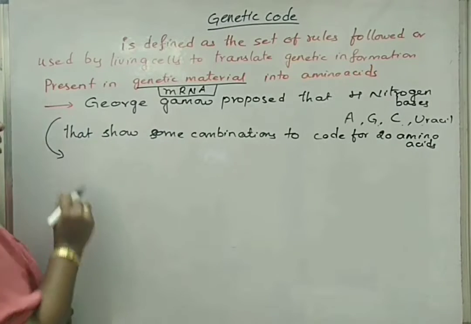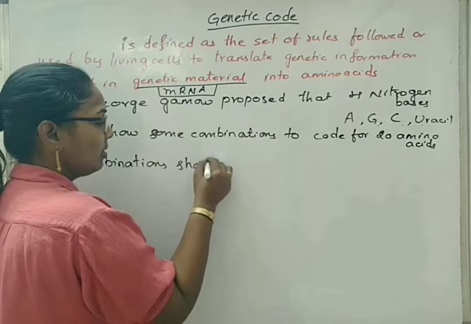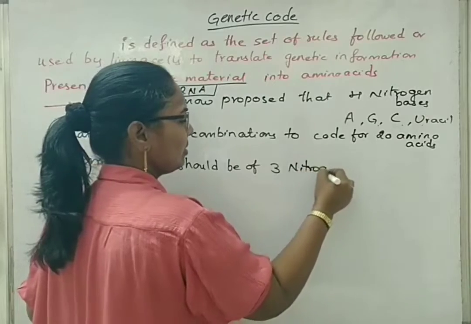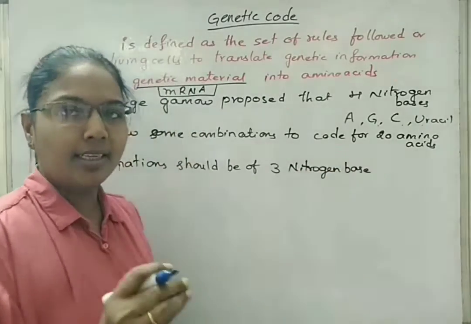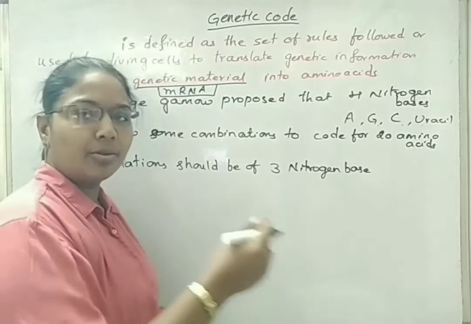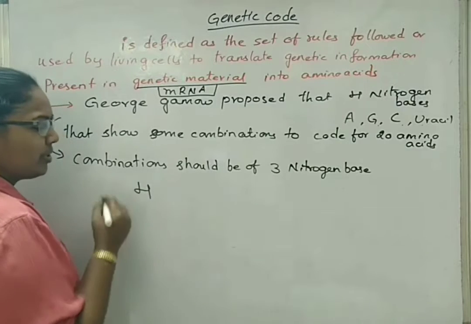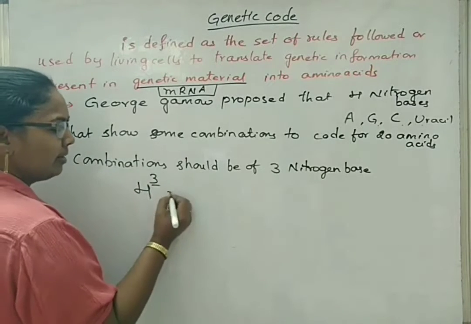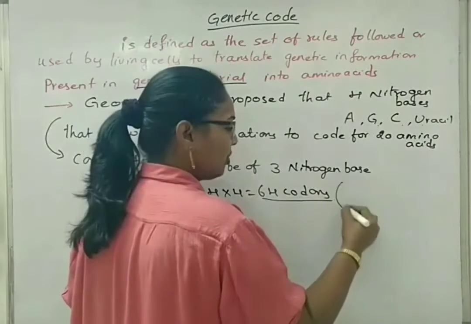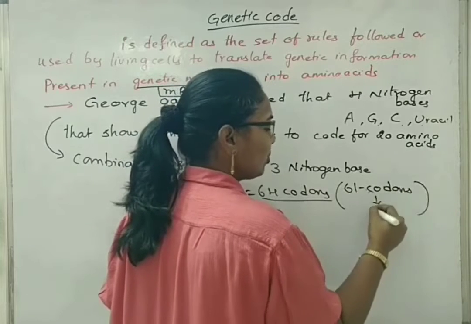So, what are those combinations? He also proposed that the combinations should be of 3 nitrogen bases. He strictly argued that 3 nitrogen bases out of the 4 different types are framing one combination, and they are coding for different types of amino acids. This was considered a correct proposition because there are 4 nitrogen bases, and if they are combined 3 in number, if we multiply like this, we get 64 codons. And out of the 64, 61 codons or combinations are coding for 20 amino acids.